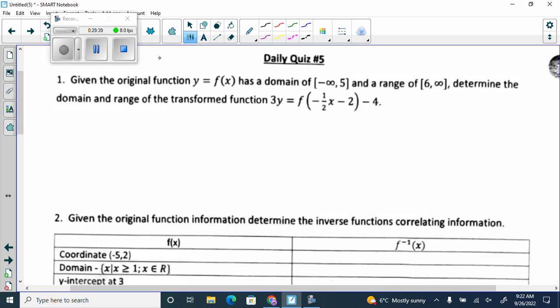So, given the original function is f of x, it has a domain of negative infinity to 5, and a range of 6 to infinity. Determine the domain and range of this transformed function. Not only did I make this ugly, I made your vertical translation be a fraction, right? So this one is quite difficult because you have to remember to take out the stuff in front of the x. You have to remember to divide the 3 over by both terms. If they give you something like this, it's the hardest they could give you. So if you can do this, you're totally fine. Okay? If you couldn't until today, that's totally fine as well. You haven't written a test.